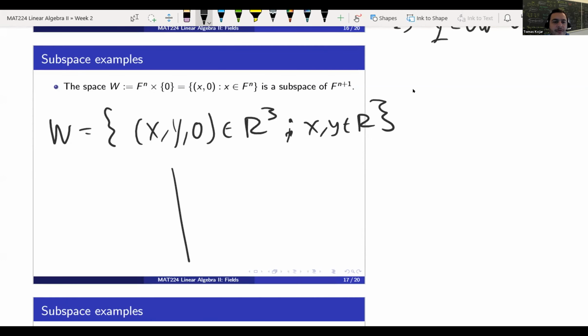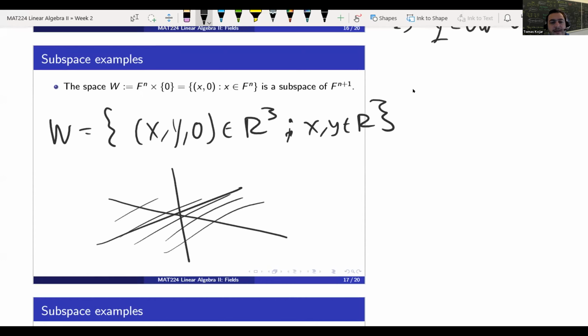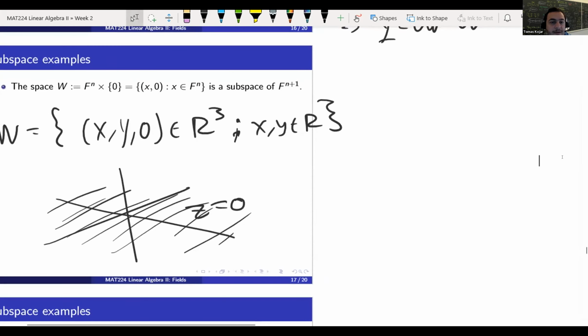Then pictorially, what do you have? You have that the first two components are filled, but then the third component is 0. So this is the plane z equals 0, right? It's this flat plane. This is W. And we want to show that this is a vector space.